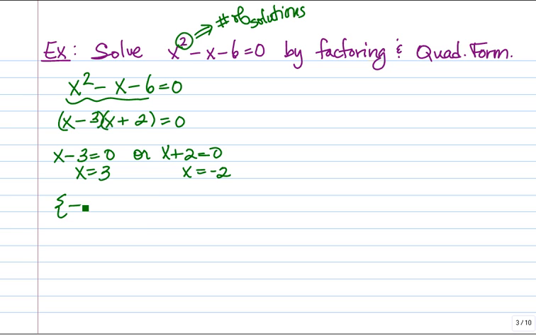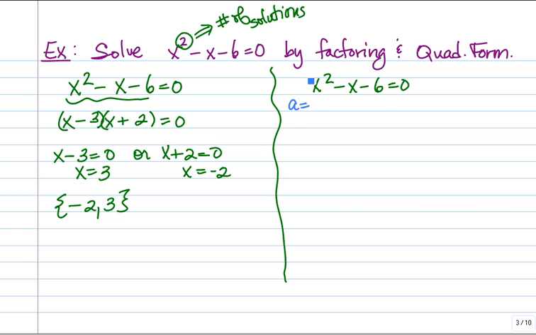So the solution set would consist of the numbers -2 and 3. Now let's just say I wanted to do quadratic formula. Maybe you don't like factoring. The quadratic formula, we have to identify the values of A, which is 1, right? B is -1, and C is -6.